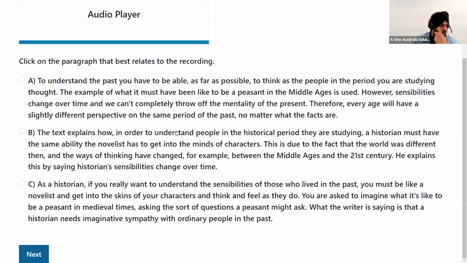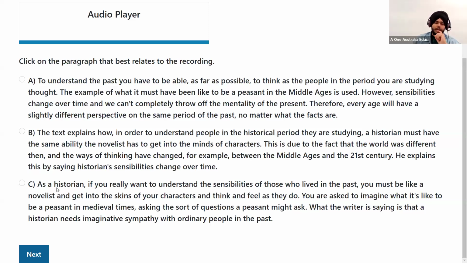Okay. Now in this task, what we usually do is we read the first part and the last part of every option because you can't read the whole thing. So here, what I was focusing on is the text explains how, in order to understand people in the historical period they are studying, a historian must have the same ability. The speaker did not say it. The historian needs to have the ability.